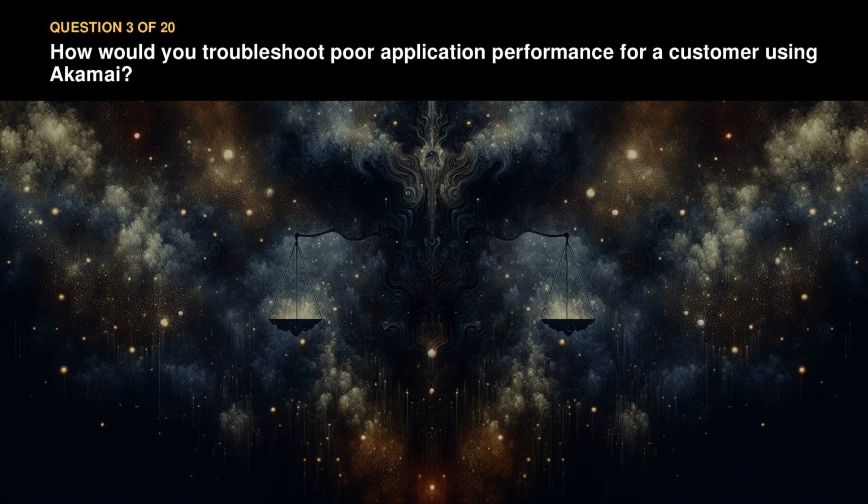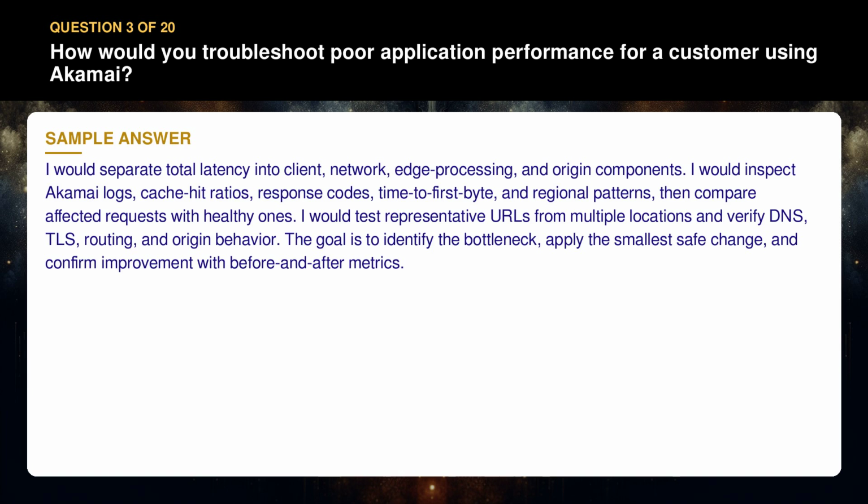Question 3. How would you troubleshoot poor application performance for a customer using Akamai? I would separate total latency into client, network, edge processing, and origin components. I would inspect Akamai logs, cache hit ratios, response codes, time to first byte, and regional patterns, then compare affected requests with healthy ones. I would test representative URLs from multiple locations and verify DNS, TLS, routing, and origin behavior. The goal is to identify the bottleneck, apply the smallest safe change, and confirm improvement with before and after metrics.